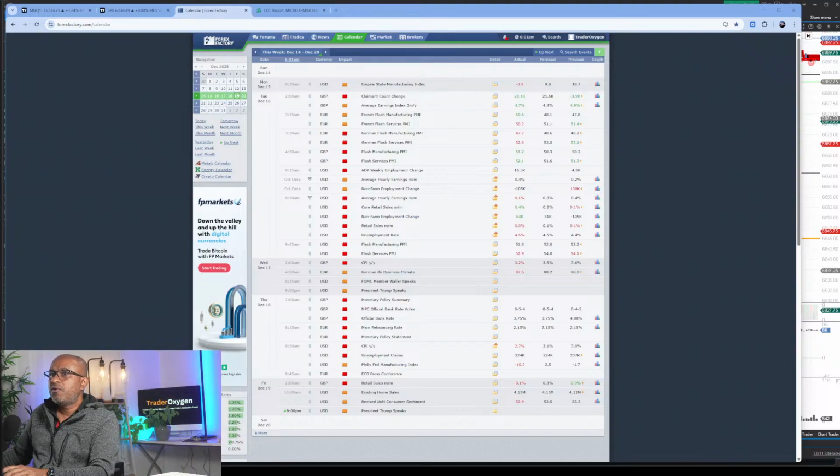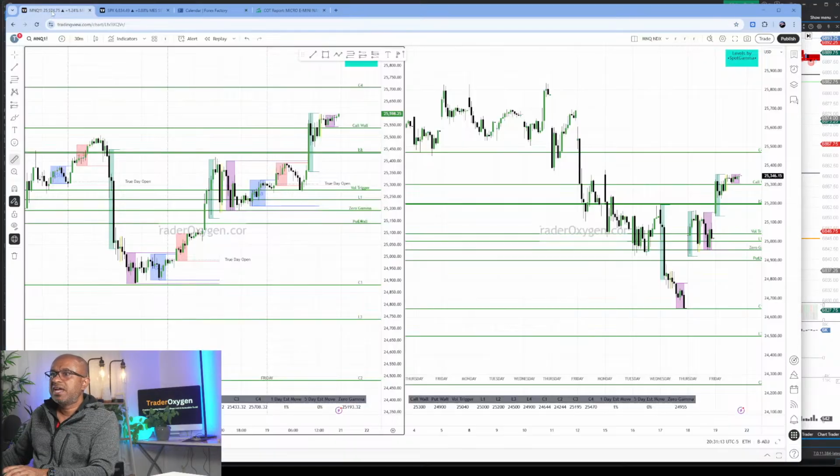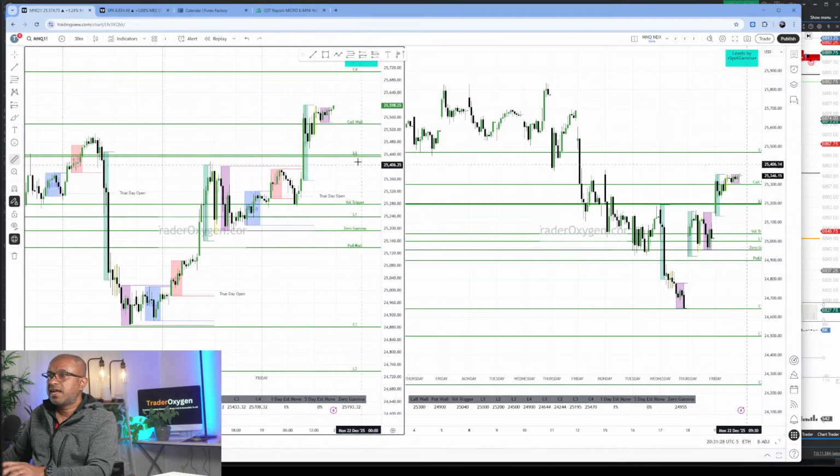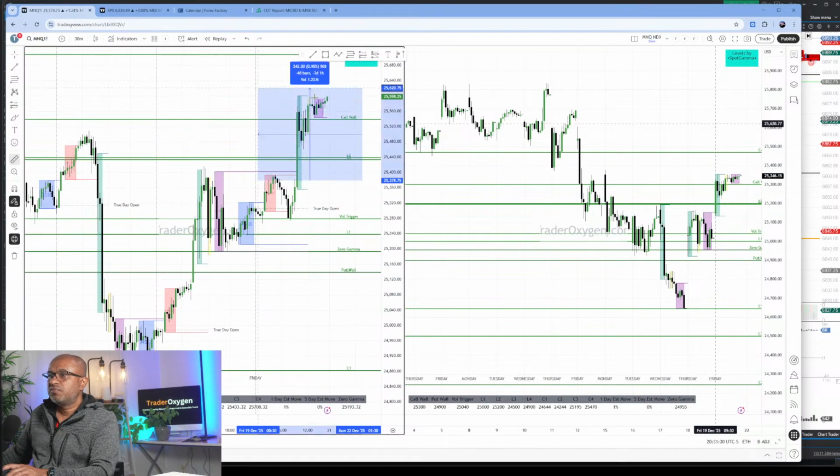So yeah, we have added the gamma levels. Over here you can see the gamma levels. We can see the call wall, we have the volatility triggers, we look at the put walls, and we look at the other gamma levels over here. So we keep an eye on this.